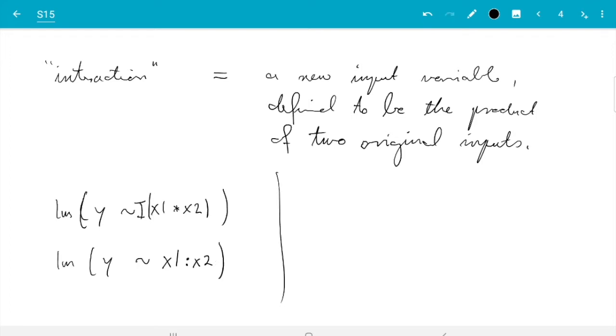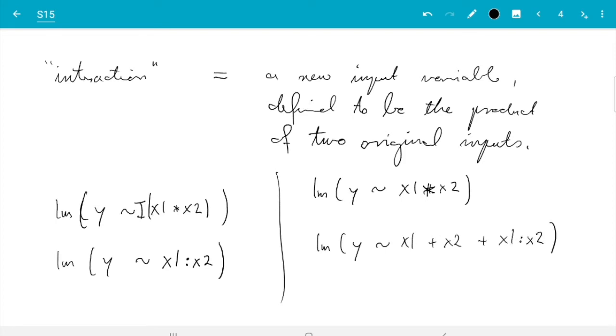Traditionally, the interaction terms are only included if the base terms are also included. For that reason, there is another shorthand. If you do y tilde x1 times x2, that's the one we said has a special meaning: it's shorthand for lm y tilde x1 plus x2 plus x1 interaction term with x2. Let me just show that to you in R.